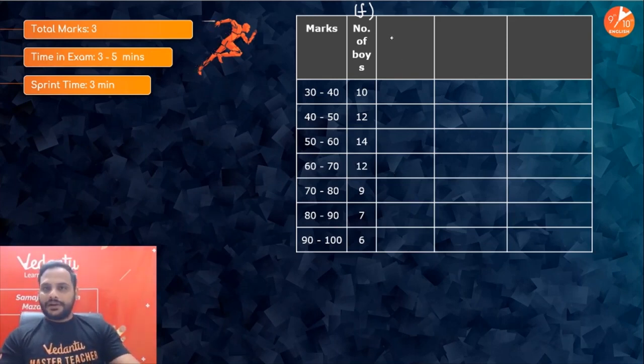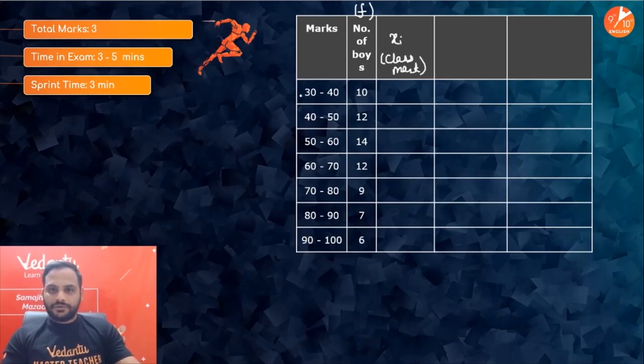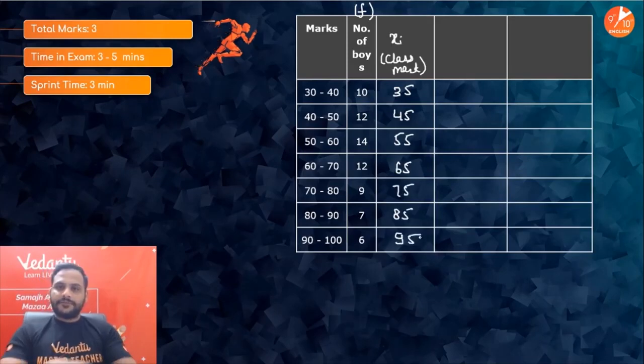Now let's find out the value of xi, that is your class mark. Whenever the grouped data is given, it is upper class limit plus lower class limit divided by 2. So 30 plus 40 by 2 is 70 by 2, which is 35. Similarly 45, 55, 65, 75, 85 and 95. This is the value of class mark.